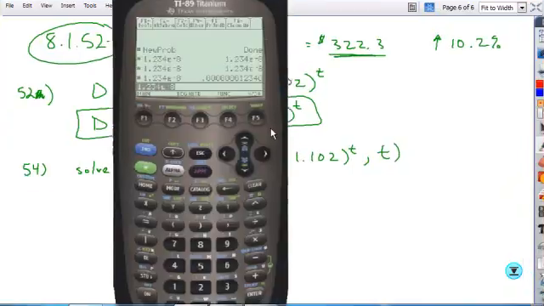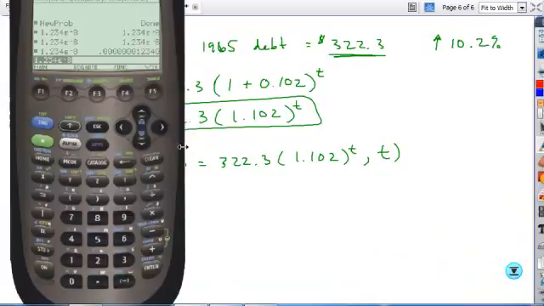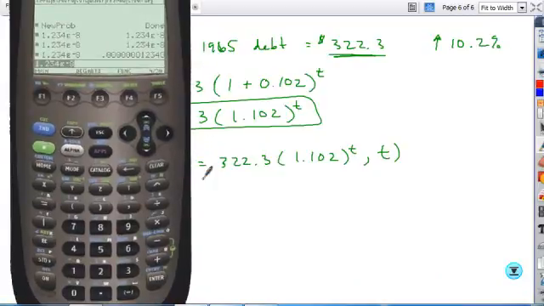So I'm going to do that here. 2120 is equal to, take our function, 322.3 times the quantity 1.102 all to the power of t, and we want to solve for t. And we close it off, and we get 19.39. So basically, if our t value is 19.39, we're going to add that to 1965.